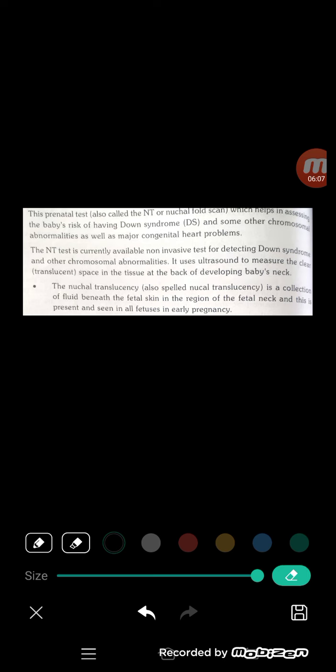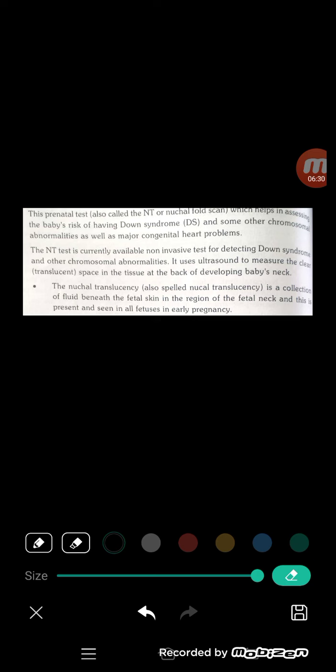The nuchal translucency is a collection of fluid beneath the fetal skin in the region of the fetal neck. This is present and seen in all fetuses in early pregnancy. Simply, the fetal nuchal translucency test especially identifies any extra tissue produced and present in the back side of the neck.